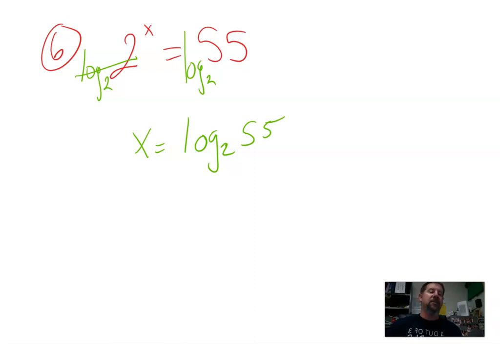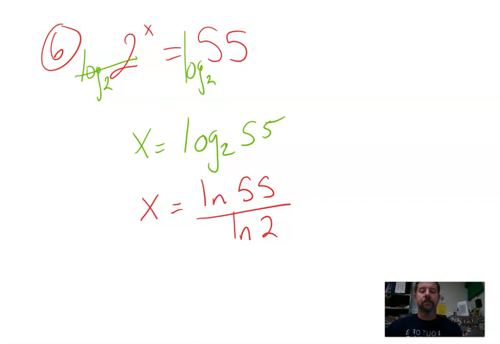So what I'd have to do now is use change of base. And generally when we use change of base, just because ln is one less letter to write than log, we tend to use ln. And so I could rewrite this as ln of 55 over ln of the old base 2. So that is one way for me to get to the answer.